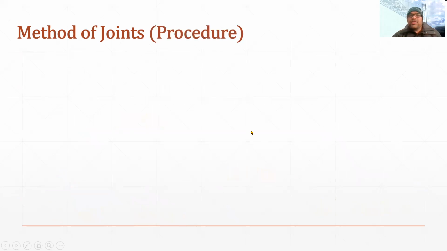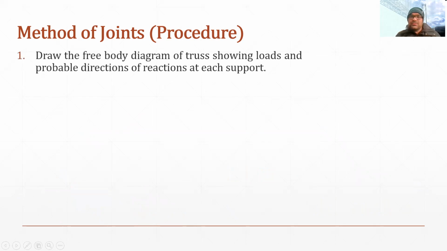Now we will see what is the process to use this method of joint. So that is what I have discussed here. First of all, the first step would be to draw a free body diagram of the truss showing the loads and the probable direction of the reactions at each support. So in the numerical, we will be given a truss. First of all, we have to make the free body diagram of that truss, which will be showing the reactions and the loads.